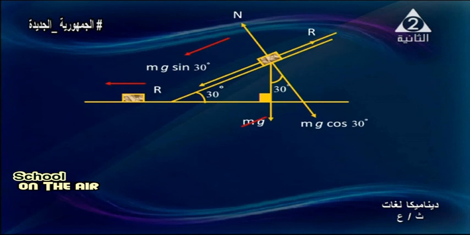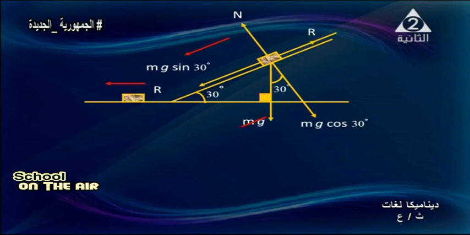Now the motion on two planes. The first plane inclined to the horizontal with an angle of measure 30 degrees, and the second plane is a horizontal plane. The box starts motion from the top of the inclined plane and continues a motion on the horizontal plane. The two planes, the inclined plane and the horizontal plane, have the same resistance, with their resistance equivalent to 1 over 5 of the weight of the body.